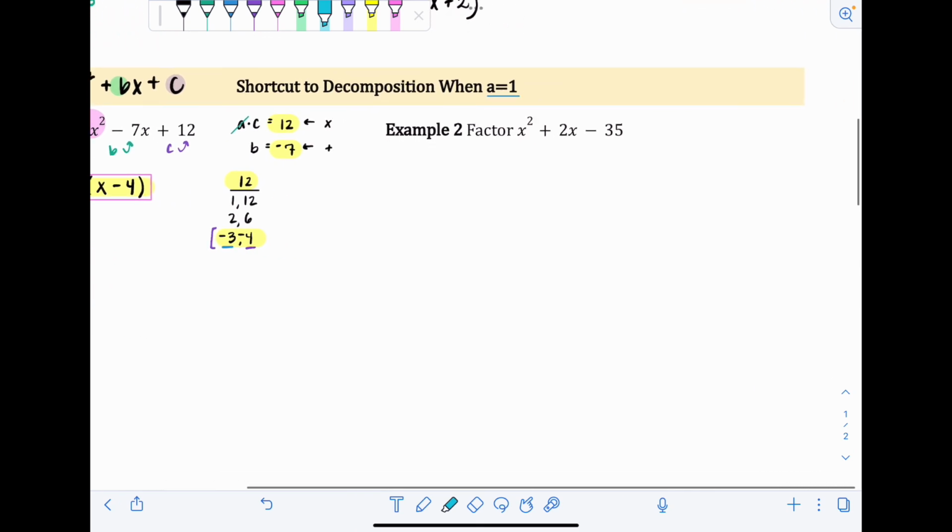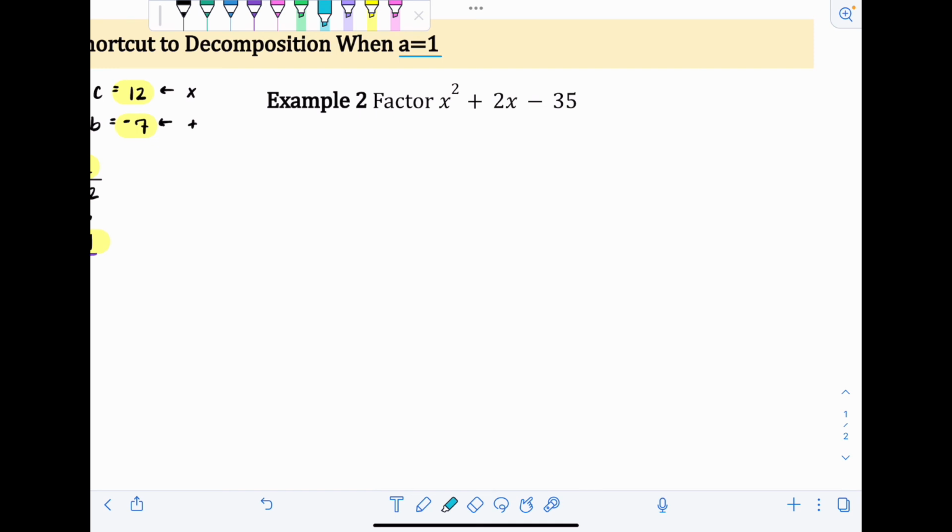Okay, so factor x squared plus 2x minus 35. A is 1, so we can use this special shortcut. Can't stress enough, if there's any other number besides 1, you can't do it this way. You've got to do the long way, like in 20.1. B is the coefficient of x, so that's 2, and then C is the constant, so that's -35.